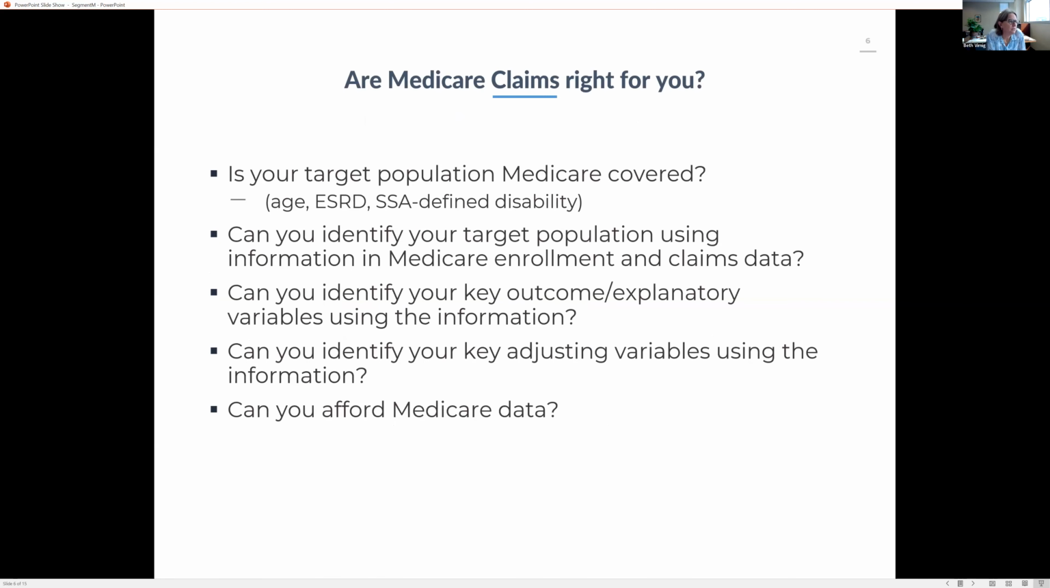So are the claims right for you? This is a serious question. And I will again say that although I use Medicare claims for a lot of my research, I do not use it for all of my research. And that's because they are not always the right question.